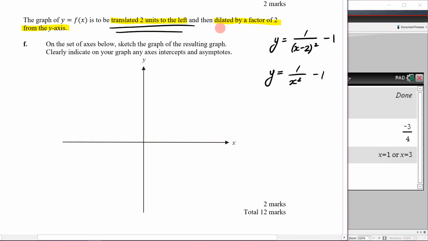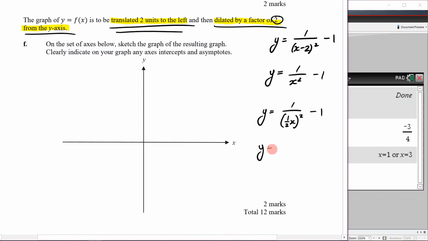Now I have to deal with this one, a dilation by a factor of 2 from the y-axis. So remember, when you're dilating from the y-axis, you take the reciprocal of this right here and you sub it into the x spot. So what I'm going to end up with here is y equals 1 over, now into this x spot, I'm going to put x over 2. So I'm taking the reciprocal of 2, which is a half. Or to put it another way, I'm going 1/2 x. That's the same as x over 2. I'm squaring it, minusing 1.